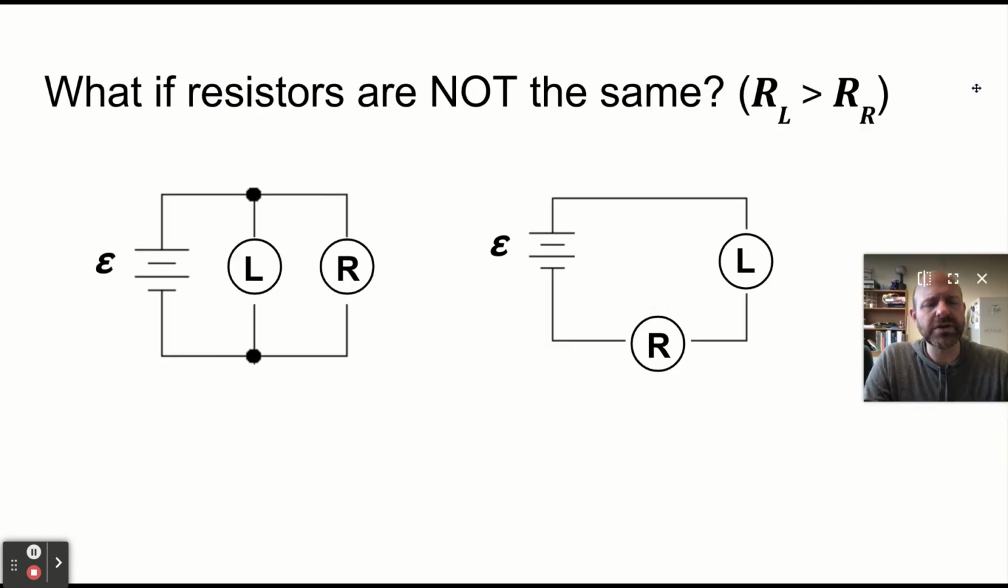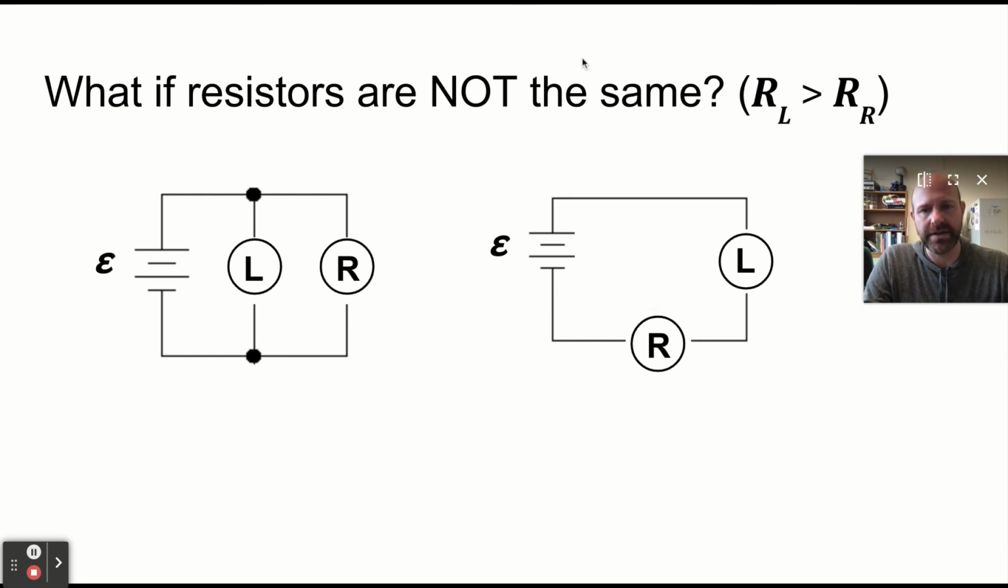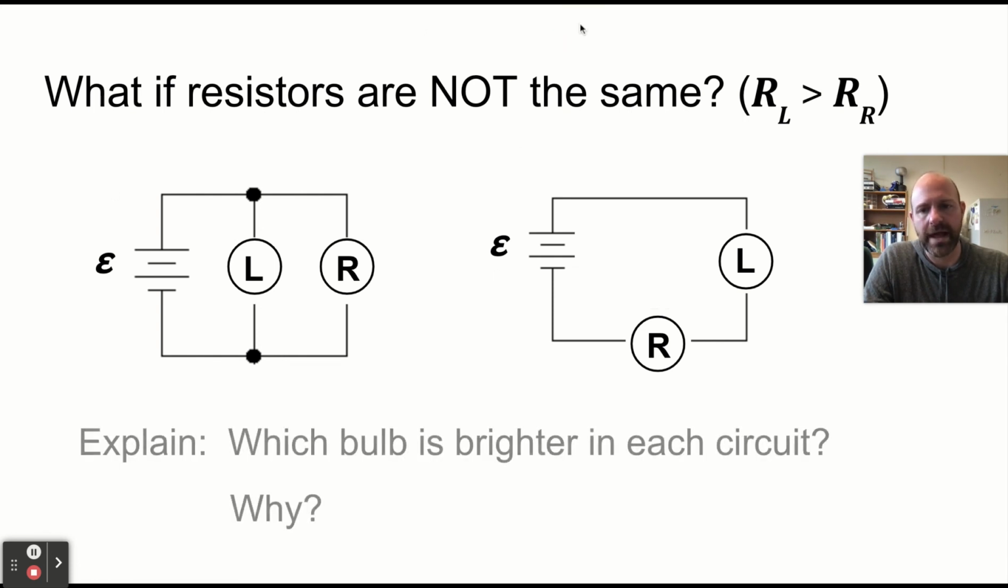But what if the resistors aren't the same? And this is an interesting thing. What if you have, say, a long and a round bulb, which you've played with? You've actually built circuits like this in the Introduction to Circuit Lab. You might want to know which bulb would be brighter in each circuit. And this is a little bit harder to think about because you need to understand first which one has the bigger resistance. One of them is brighter. Which one, based on what's happening?